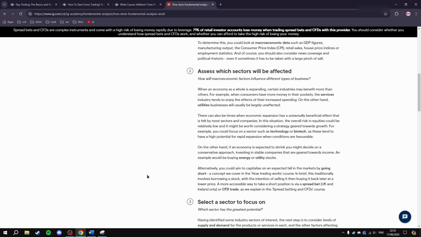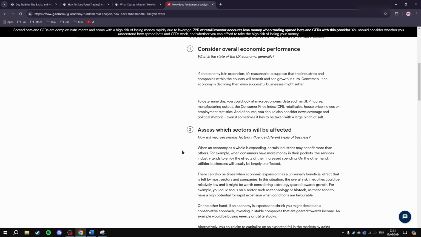Note to self, look up all the potential factors that indicate a country's overall economic performance. So macroeconomic data, there must be more factors than this which help you determine how good an economy a country has. So I need to look up more factors which represent the state of a country's economy.